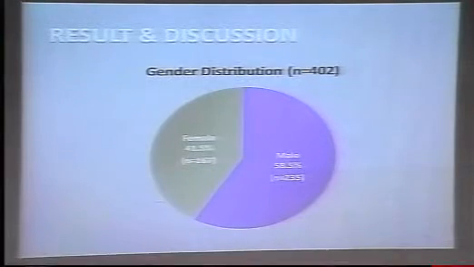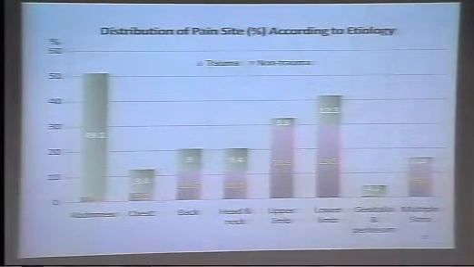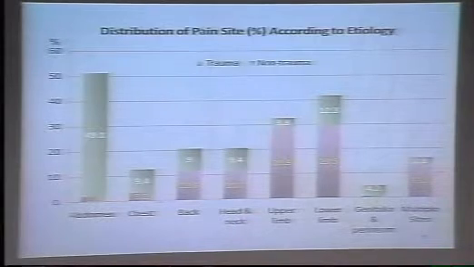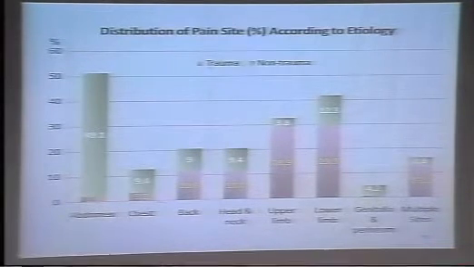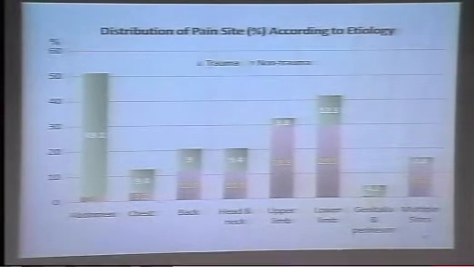For the results and discussion, in our study, males were more than females. And for the pain site, in the trauma-related cases, the upper limbs and lower limbs were the main sources of pain, whereas for non-trauma-related cases, the abdomen was the main source of pain. And overall, the abdomen was still the commonest site of pain in patients.